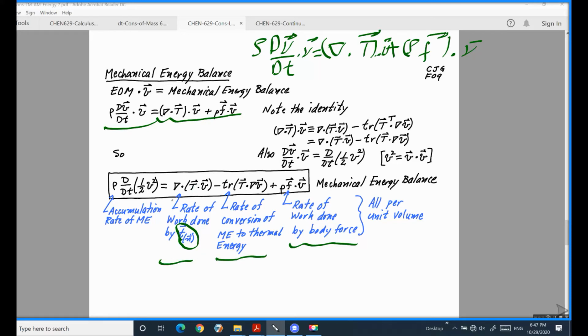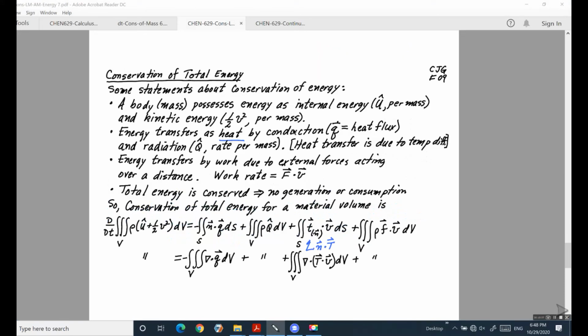The first one is the rate of work done by the contact forces. The second one is the rate of conversion of mechanical energy to thermal energy. This term gives the rate of work done by the body forces, all per unit volume here. It's also per unit volume actually. Okay, this is our mechanical energy derivation for the continuum. So the final step is to obtain the conservation of total energy.